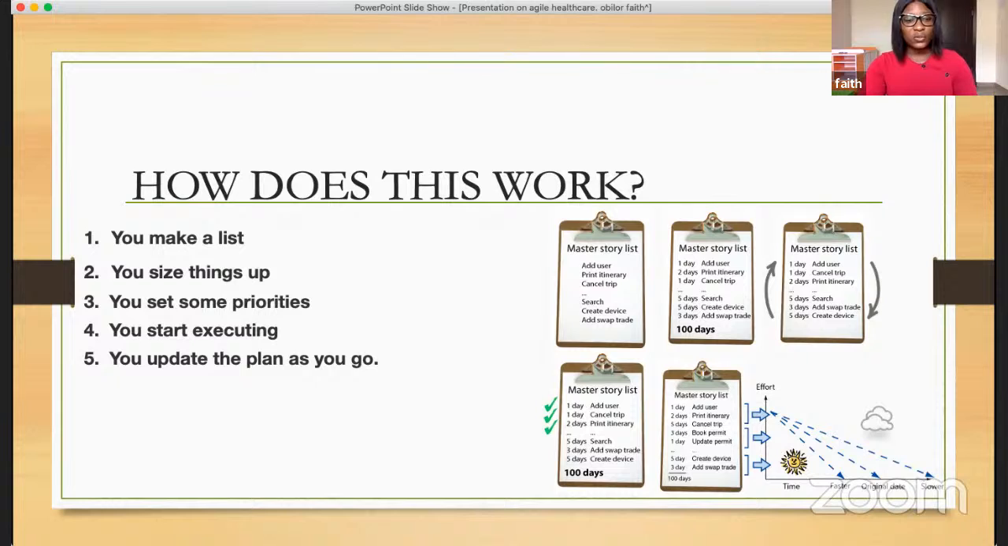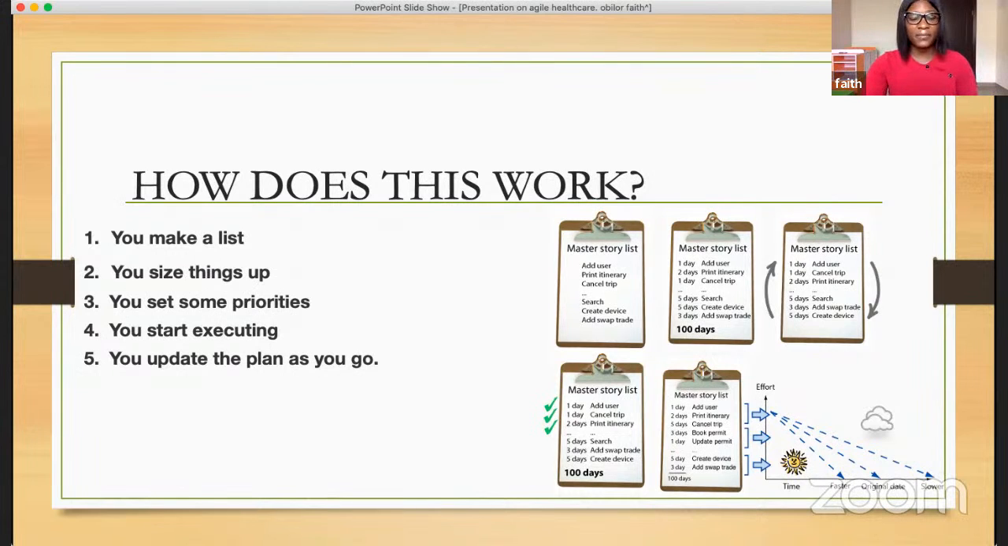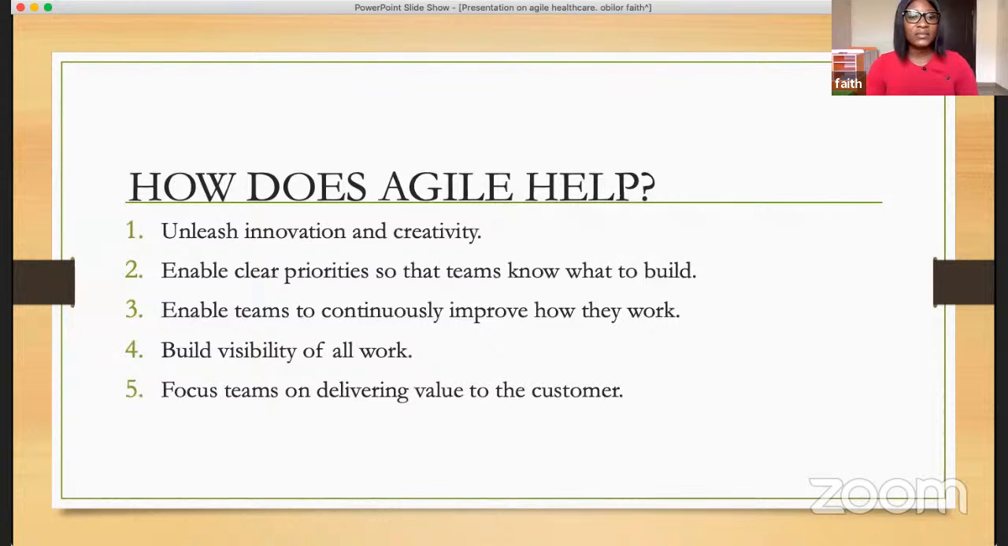You update the plan as well. You let your clients know what is going on with this project, and you inform your team members, carrying your team members along with the project. And how does this help? Unleash innovation and creativity. As a project manager or as an agilist, you should be open to whatever changes your client brings. Your clients can tell you, I want this to be added to my project, or I want this to be removed. You can't say, based on the previous agreement we had, I am not open to changes. No, you don't do that when it comes to Agile.